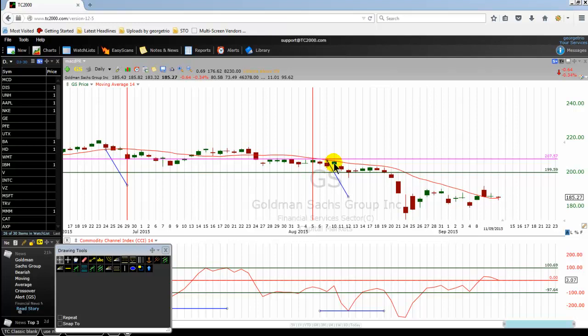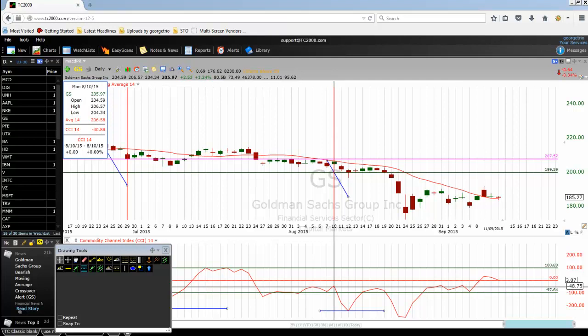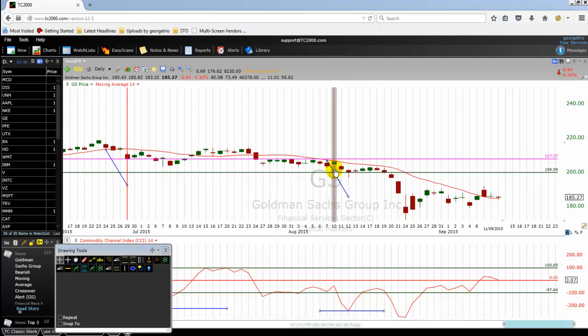You can see that the price was very close to the moving average 14, but the CCI at that time deviates from the center line and went below the level of negative 100. Right here. So we highlight the low of that candle. That's the corresponding support level.